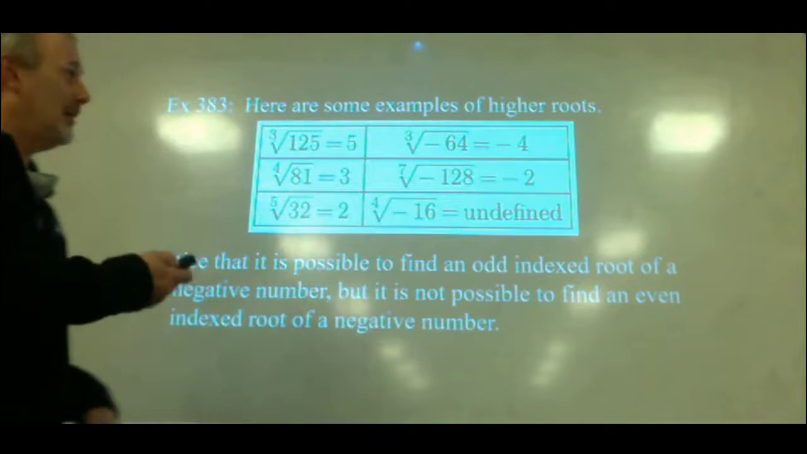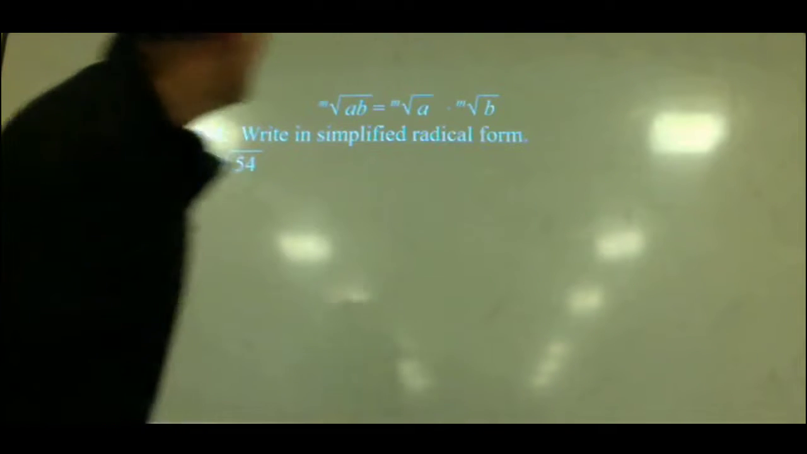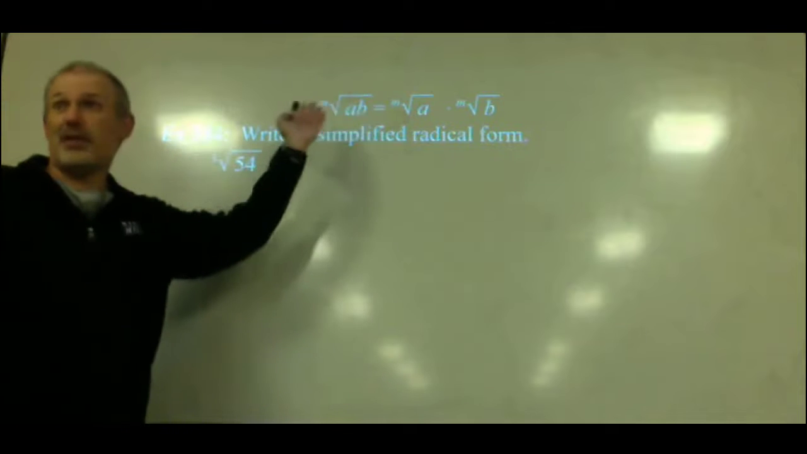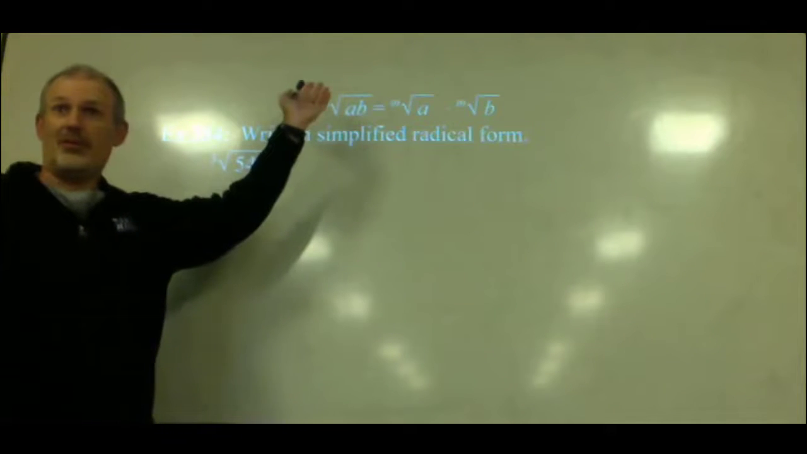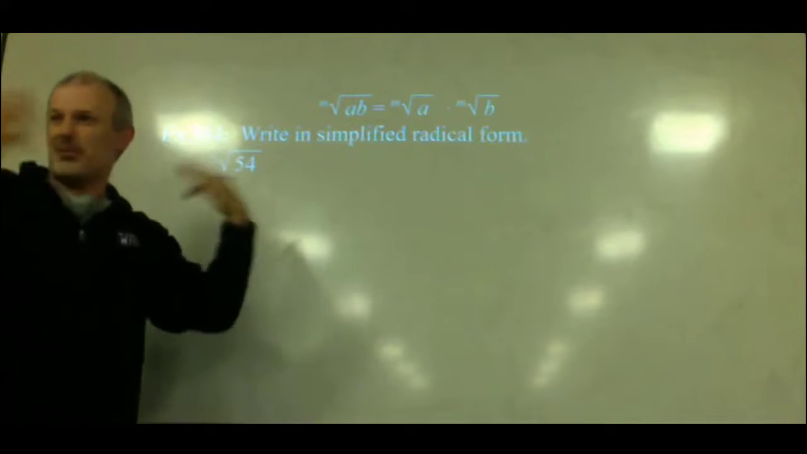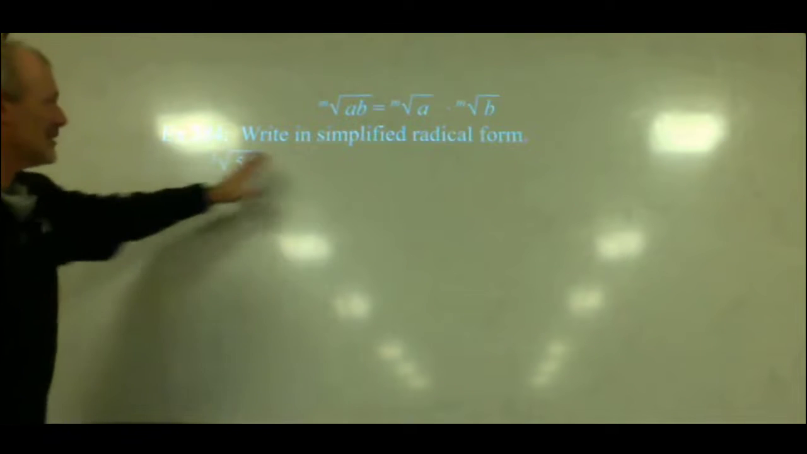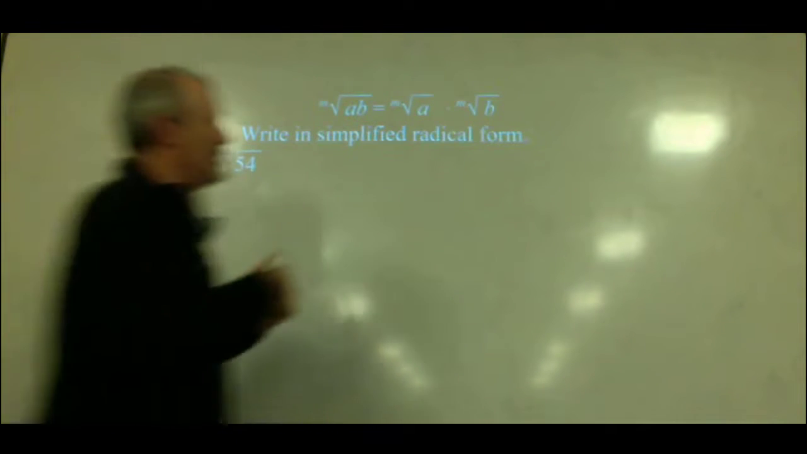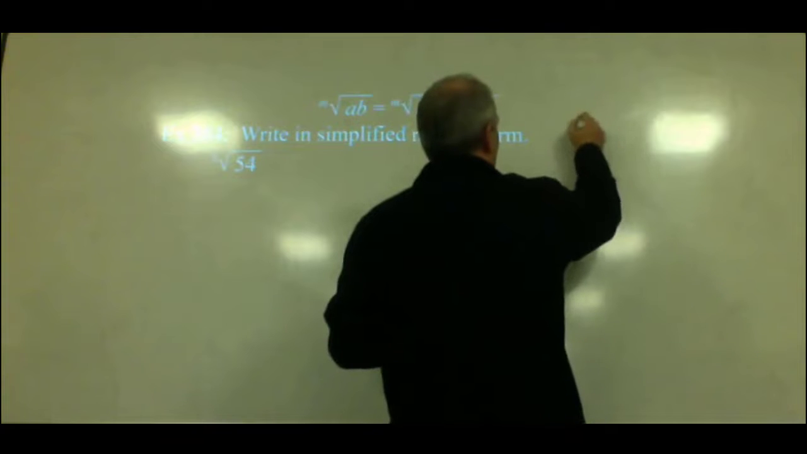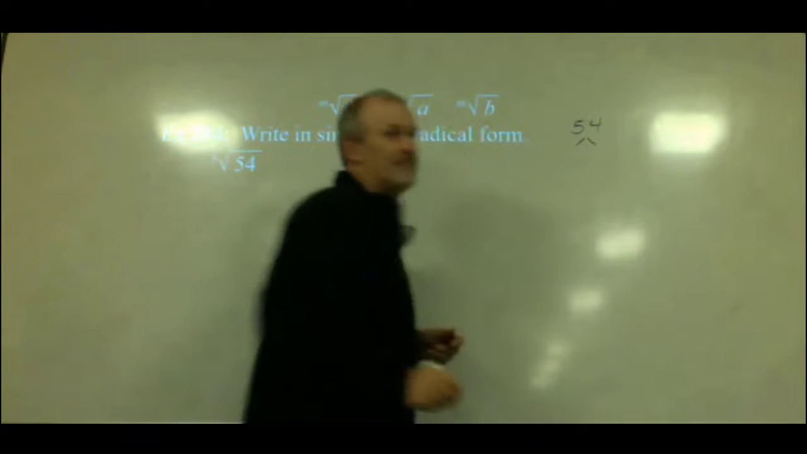All right, we have the same property. This is the exact same property that we had before. We're able to break it up, and that just allows us to break things up. So write the simplified radical form of this. We're going to do the same thing. 54. We're going to break up the 54. How can we break that up?